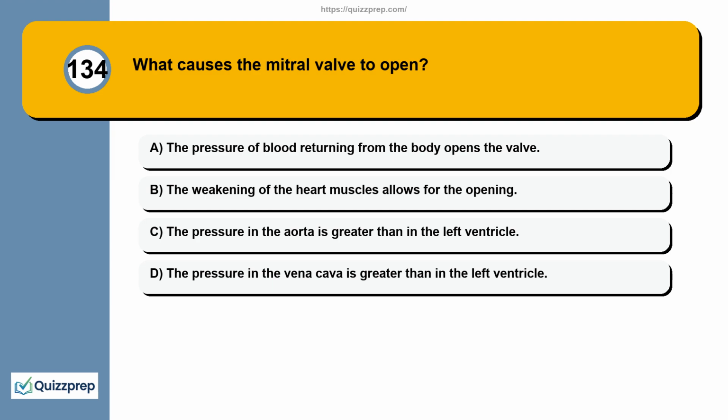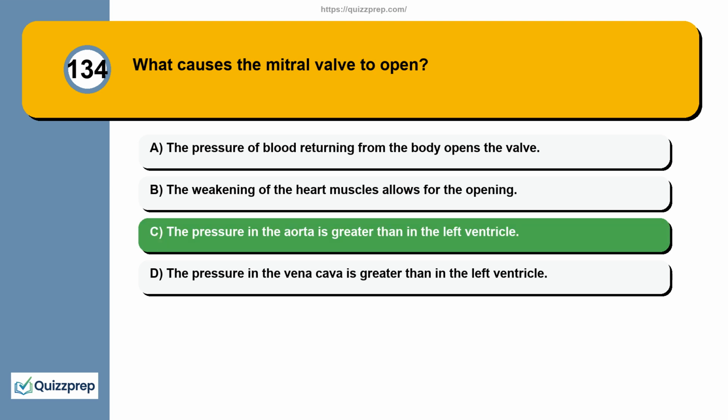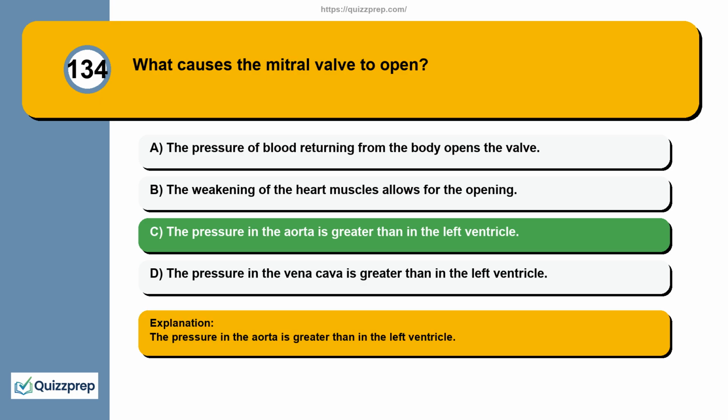Question 134. What causes the mitral valve to open? Option A, the pressure of blood returning from the body opens the valve. Option B, the weakening of the heart muscles allows for the opening. Option C, the pressure in the aorta is greater than in the left ventricle. Option D, the pressure in the vena cava is greater than in the left ventricle. The correct answer is option C, the pressure in the aorta is greater than in the left ventricle.